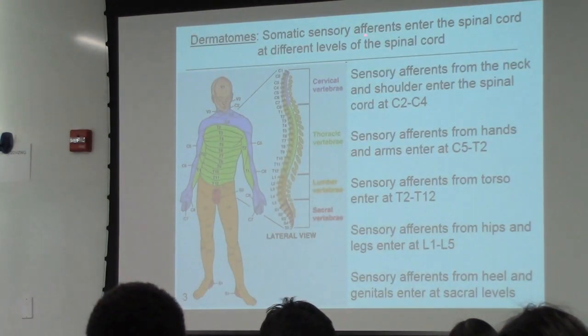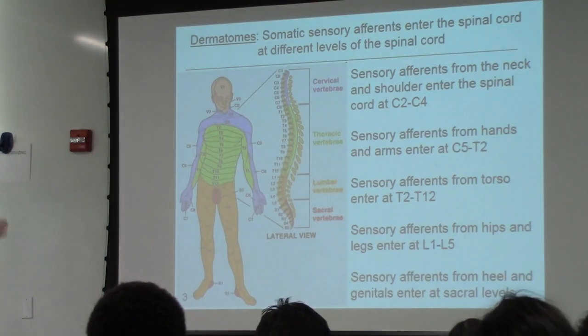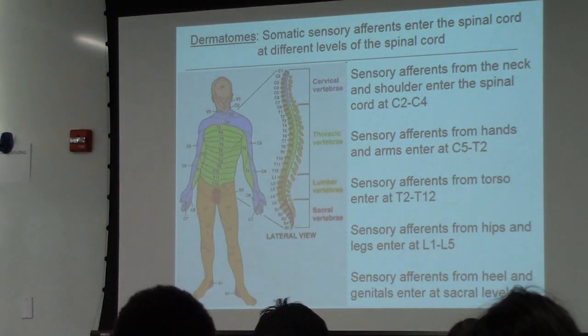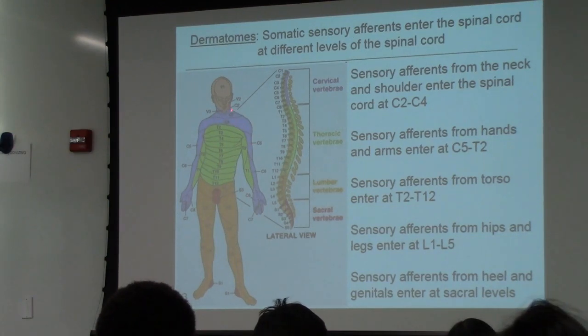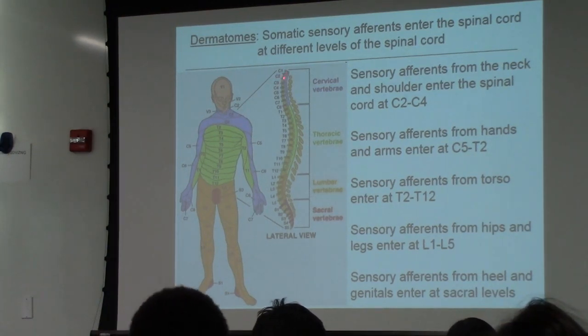Sensory afferents enter the spinal cord at different levels, which gives rise to this dermatome idea. So, for example, sensory afferents from the neck and shoulder enter the spinal cord at C2, C3, and C4. So those neurons have their dorsal root ganglion here, here, and here, and their sensory afferents enter in this area between these vertebrae at C2, C3, and C4.